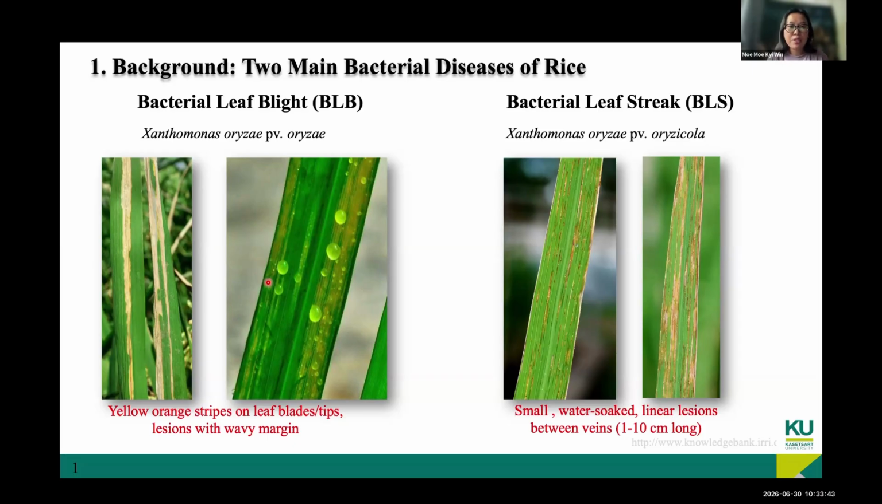When rice plants are infected with BLB, we can see phenotypic symptoms like yellow-orange stripes on the leaf blades or on the tips, but with a wavy margin. But for the BLS symptom, we can normally see small water-soaked linear lesions, which can sometimes be translucent. And these streaks can be 1 to 10 centimeters long.